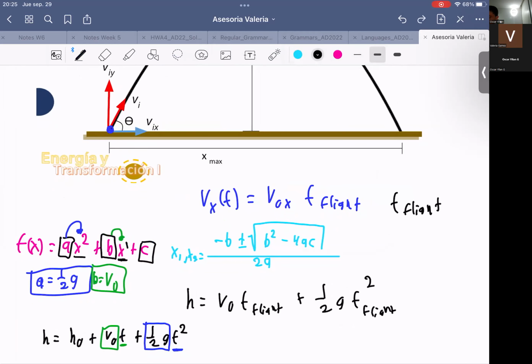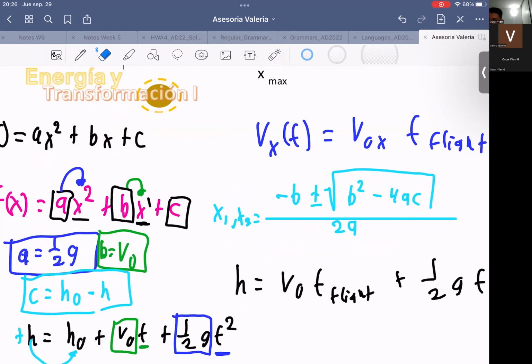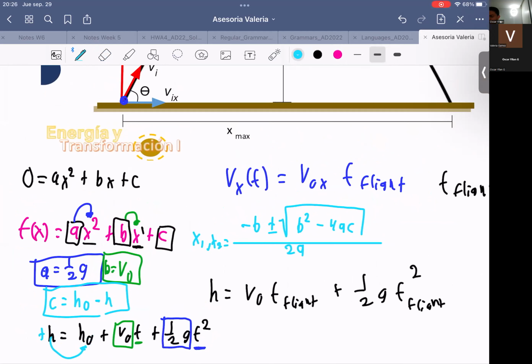For using this general formula, we have to set the equation equal to 0, so it has to be of this shape. So what do you think is going to be our C? It's going to be H0 minus H. We have to pass this one to this side, and if this is adding, it will pass subtracting. So basically, we get these three.